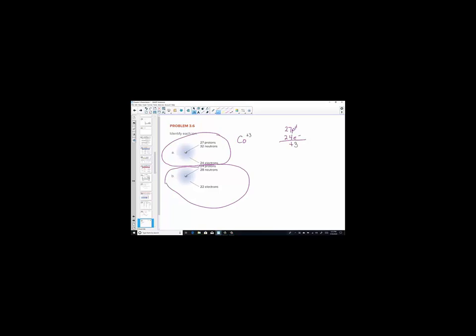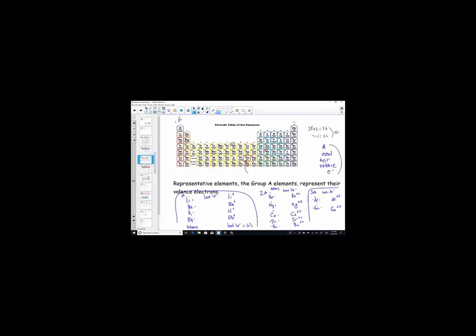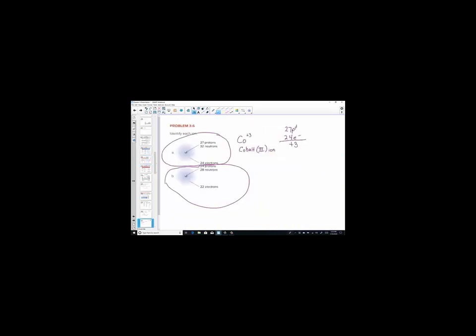So to name this, this becomes the cobalt Roman numeral 3 ion. Roman numerals are required for these short elements called transition elements. Cobalt lives in the heartland. I don't know your charge by where you live. You're a shorty, you're a transition metal. So I have to tell you the charge based on the Roman numeral.